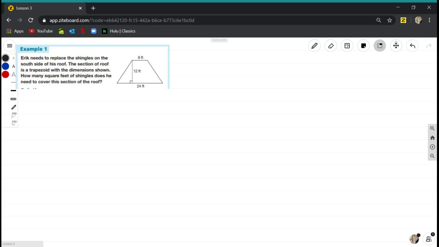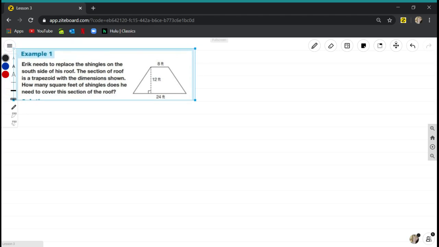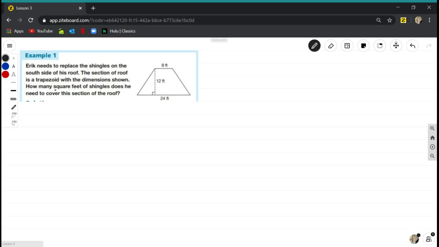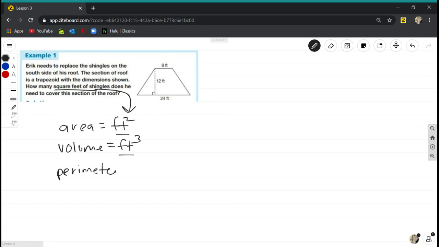Okay, so first things first. When it says square feet, our answer has to be in this. So square feet means this is the area. Just so you know, volume is cubed, it doesn't have to be feet, it's just an example. Perimeter has no exponent dimension, so it would just be feet. So it's asking for the area of shingles he has to cover.